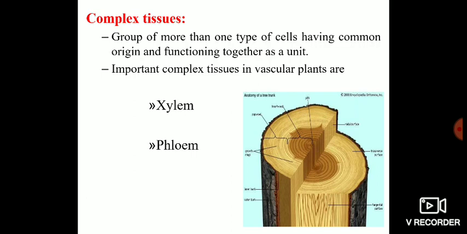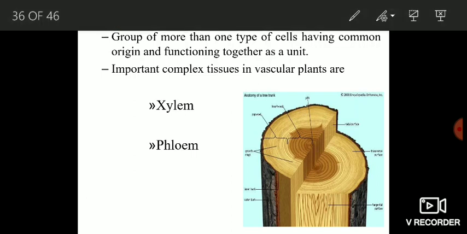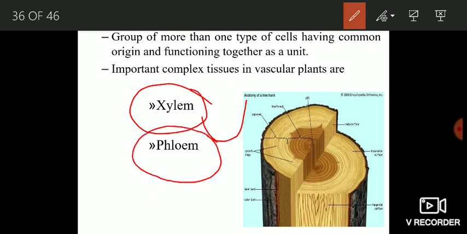A group of more than one type of cells having common origin and functioning together as a single unit comprises a complex tissue. And in vascular plants, there are two important types of complex tissues. One is xylem, which is involved in the conduction of water and minerals from roots to shoots, and another one is phloem, which is associated in the translocation of food materials which are synthesized in the leaves and transported to different parts of the plants like roots, fruits, etc.